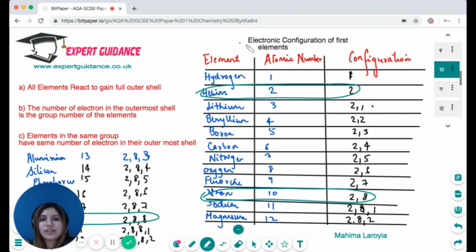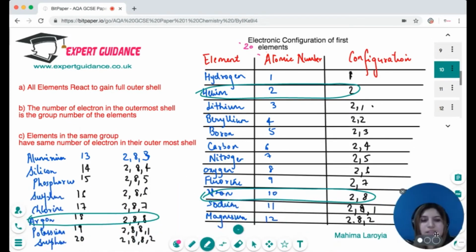Now you have in your syllabus the electronic configuration of the first 20 elements. So this is the list of the first 20 elements: hydrogen, helium, lithium, beryllium. The atomic number is mentioned. So the electronic configuration with atomic number 1 would be 1. With 2 it is 2. Then with 3, we'll have a new shell: 2,1; 2,2; 2,3, and so on. And once all 8 electrons are filled in the second shell, with sodium we have another shell, so 2, 8, 1. So this is the electronic configuration of the first 20 elements.